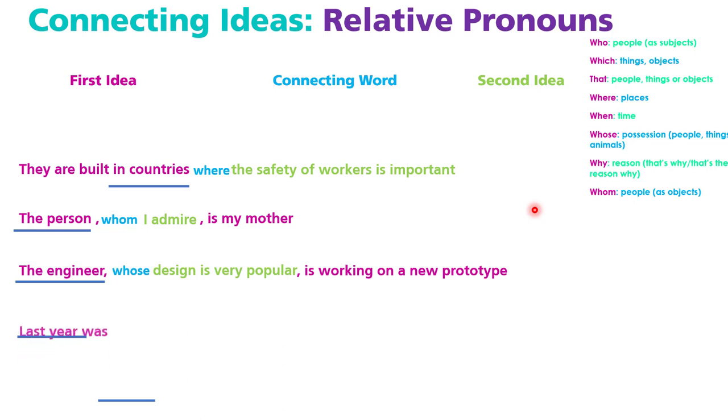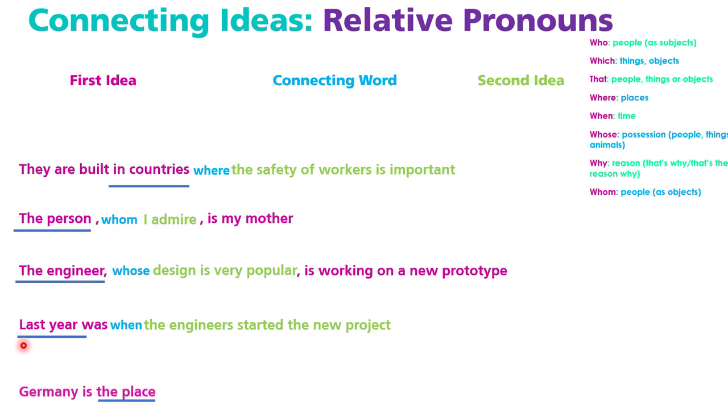Okay, another example, it says last year was the engineers started the new project. So in this case, last year is talking about a period of time. So the correct answer is when. Last year, when the engineers started the new project. Okay, and finally, the last one, it says Germany is the place the power exoskeletons are being designed. So in this case, it's very simple. I'm talking about a country, it's a place. So Germany is a place where the power exoskeletons are being designed.